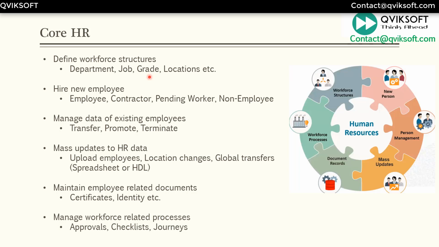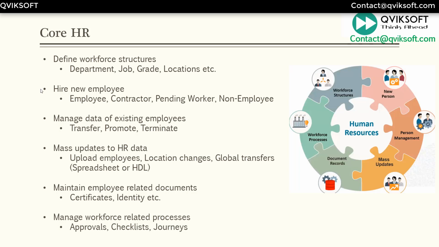Depending upon the role or the job they're doing, you may want to assign a certain grade to them so that you can decide how much salary should be given to them. Then you can assign them the grade. Then you may have different locations of your office, then you also want to assign locations. So these are some of the key masters which you define in the system.